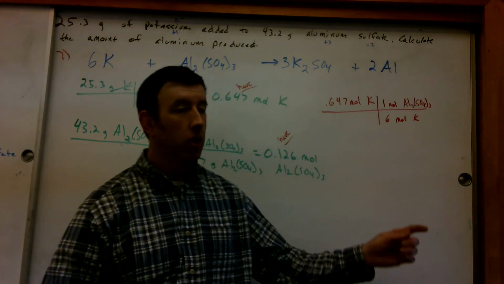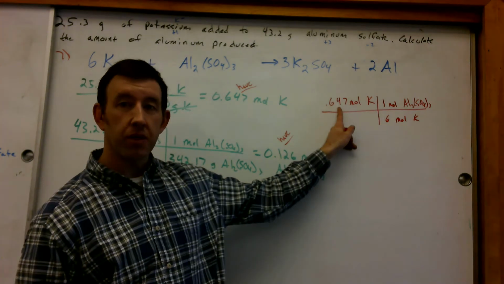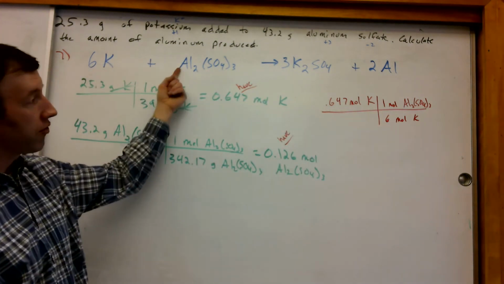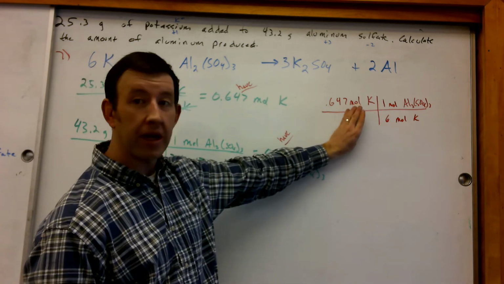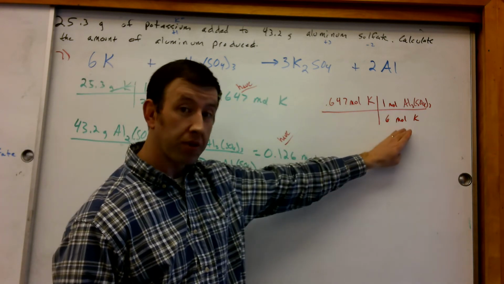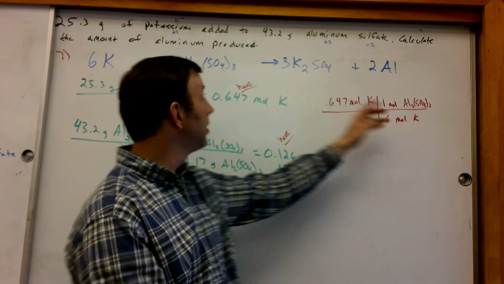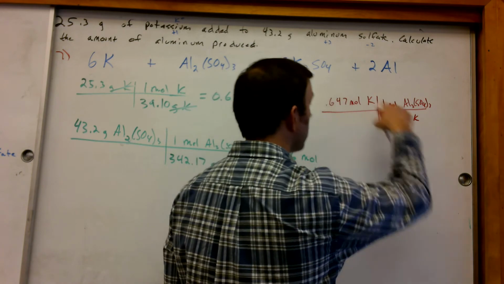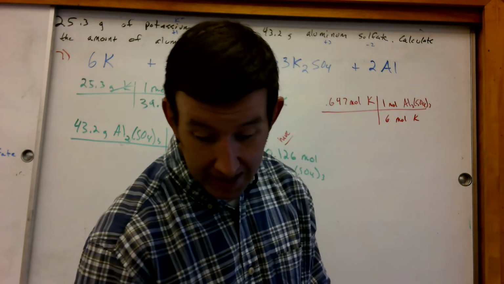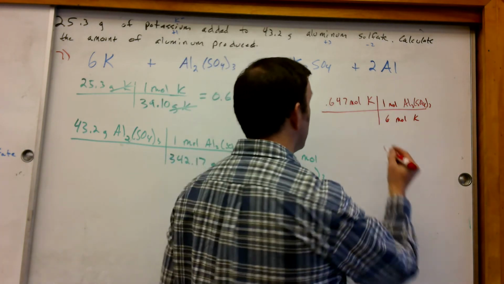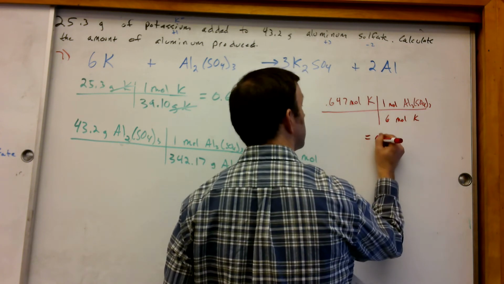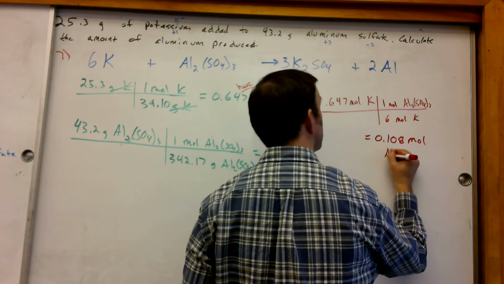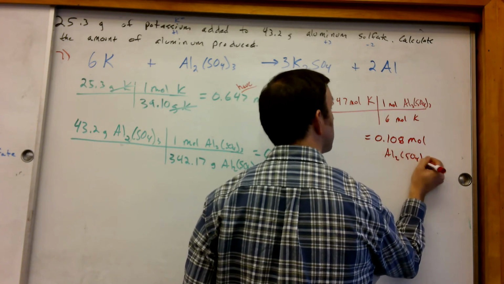So I'm taking my initial amount of potassium in moles and dividing it by 6 because I have a 6-to-1 ratio there. Since moles of potassium is on top here, moles of potassium goes on bottom in the next step, and 6 goes with the potassium. So when I do 0.647 divided by 6, I get 0.108 moles of aluminum sulfate.